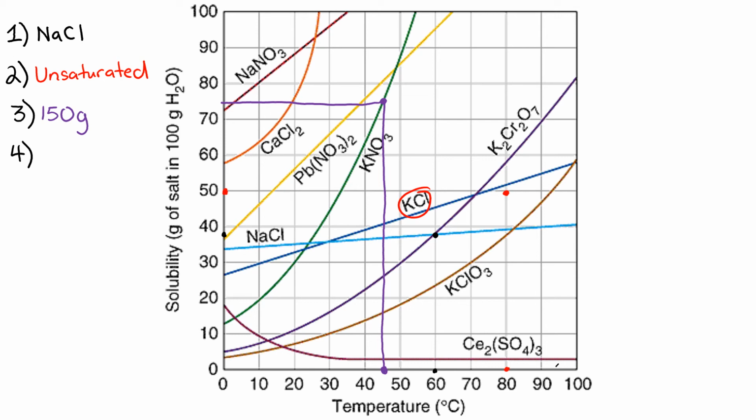80 degrees for potassium chloride. So 80 degrees, overlapping, 80 degrees for potassium chloride. Potassium chloride, again, is that dark blue line, meeting it here and moving it over, and it looks like it is 52 grams. But I need to multiply 52 by 1.5, and that gets me 78 grams.